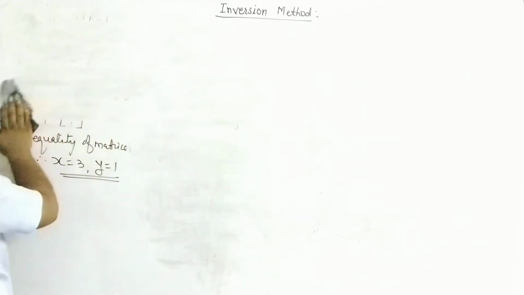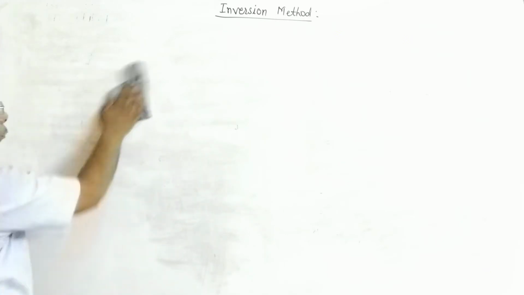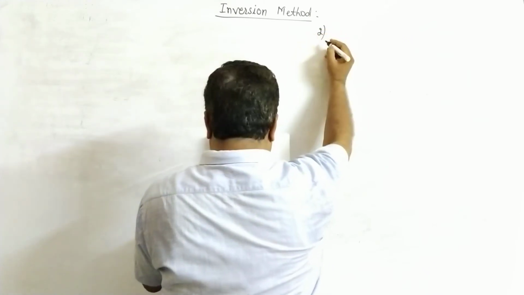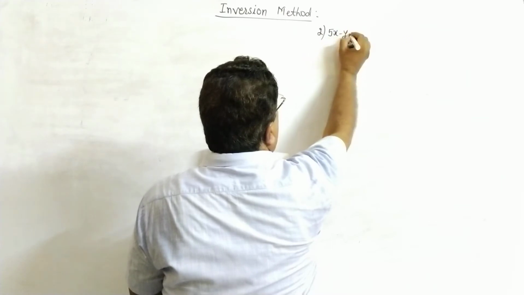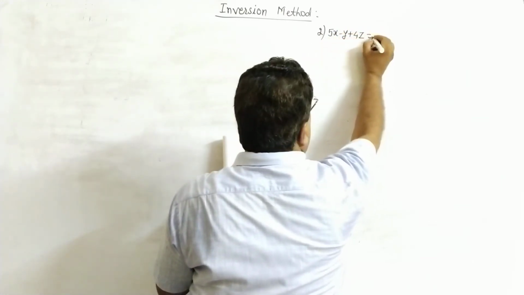Okay, we will take the second sum. In the second sum, we have to find the values of x, y, and z. Okay, now the second sum is 5x minus y plus 4z is equal to 5.